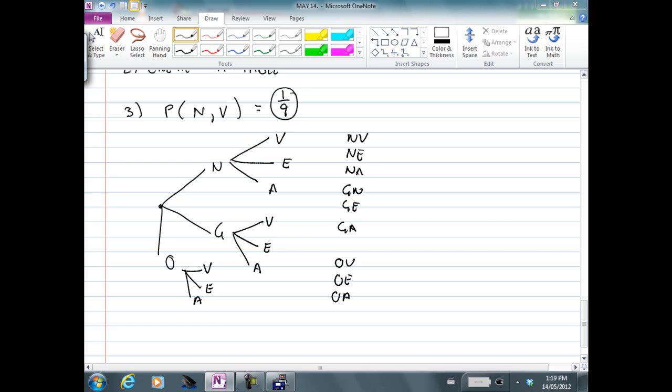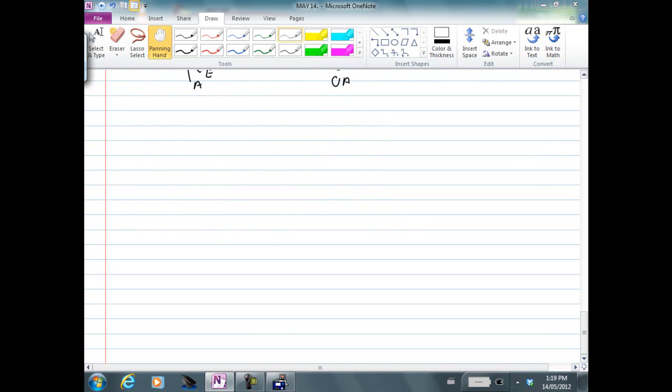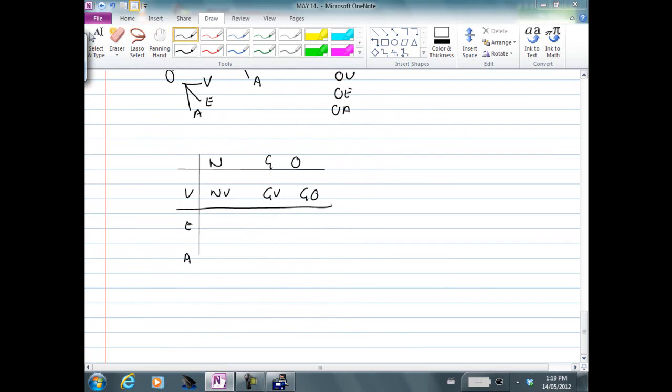1 in 9. If I follow the table method, and I'm going to quickly do the table method, but I'm not going to solve it yet. So we have NGO, VEA. Okay. So you have NV, GV, GO. Some of you say, Ms. Snow, can we have it VN? The answer is yes, you could. It's up to you. Wouldn't the last one be GV or OV? Yeah. Oops, thank you. That's an OV. So this is NE, NA, GE, GA, OE, OA. Guys and gals, what you've just completed is your table.